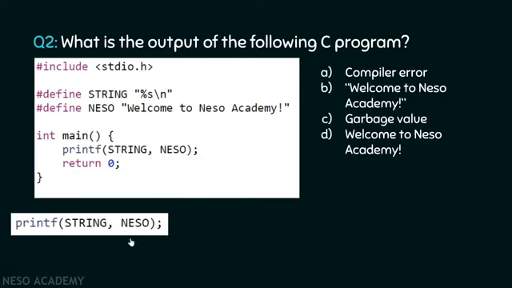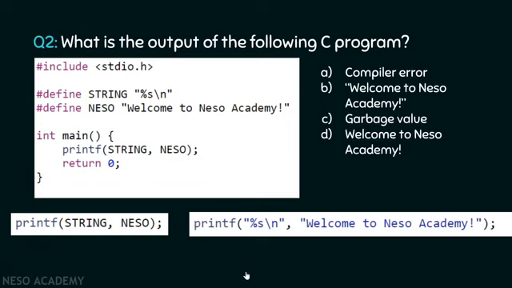This is our printf function which we can see over here. Can you spot the difference between this printf function and this printf function? This macro is replaced by this value, which is a string %s\n with double quotes also. Therefore, this macro is going to get replaced by this string over here. And this macro is replaced by welcome to Neso Academy exclamation mark with double quotes. So there is no difference between these two printf functions. The preprocessor does its job and replaces those macros. After replacement of macros, this is our printf function.